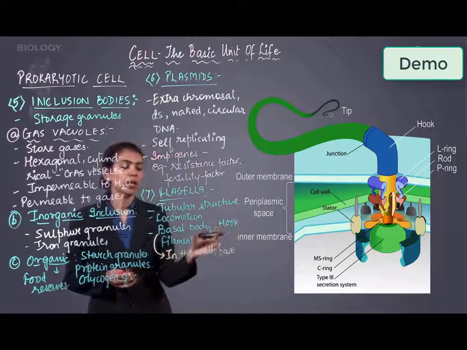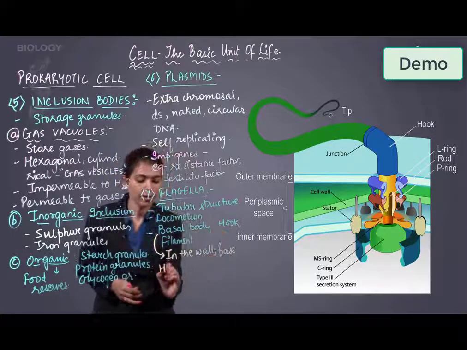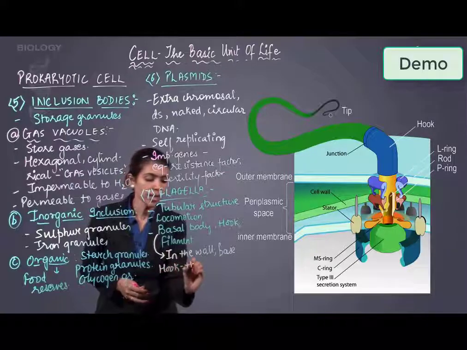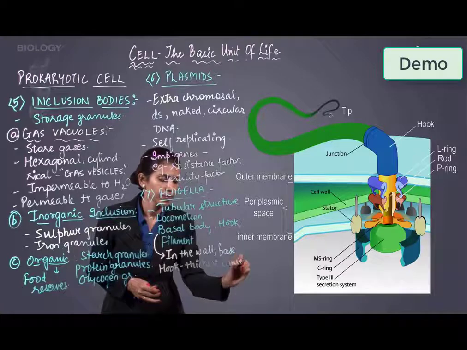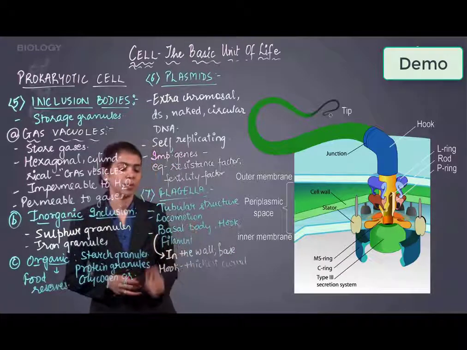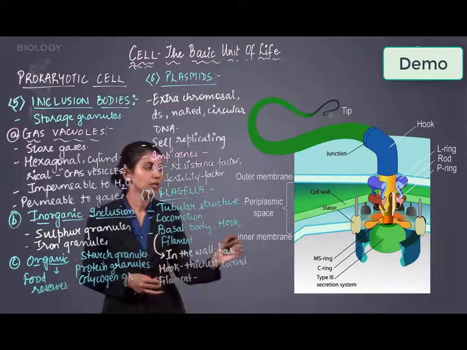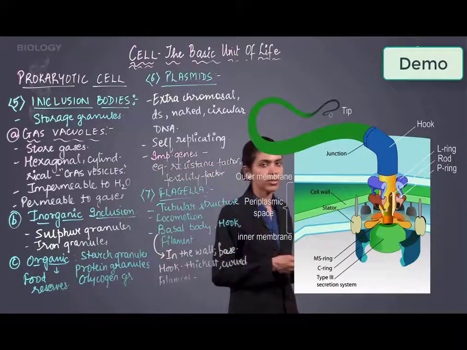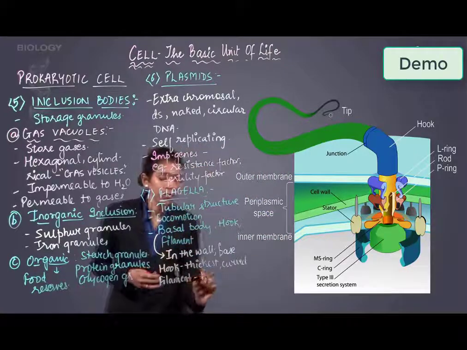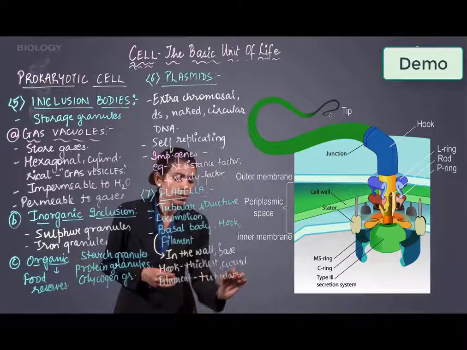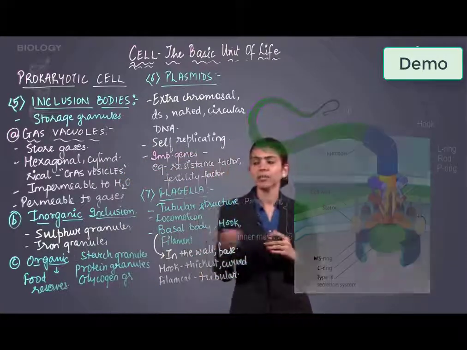Then comes the hook. The hook connects the basal body to the filament, and it is a curved part. Hook is the thickest and curved part, and it connects the basal body to the filament. Going next to the filament, as we can see, the filament is again a tubular structure. It's a tube-like structure, and it is the beating of this filament which helps the bacteria to move around or to proceed in the movement. So that was about the flagella.